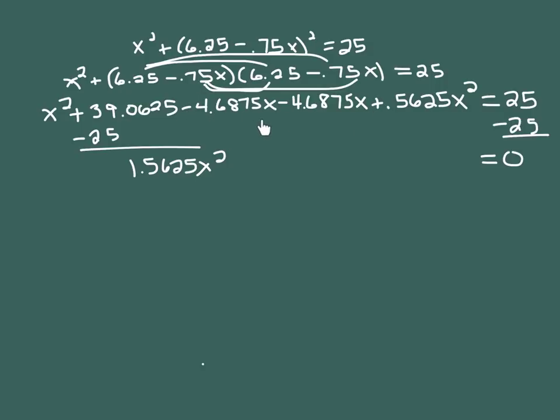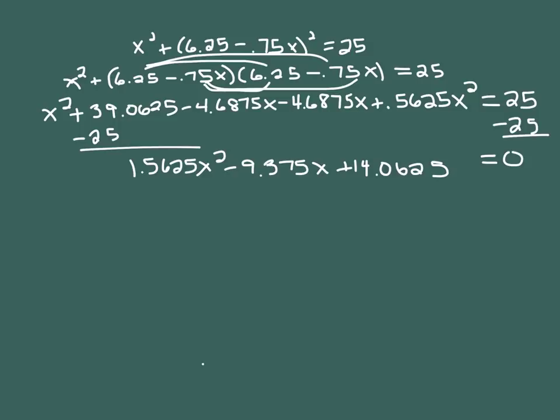Okay, so if we combine the negative 4.6875x with the other term, that will be negative 9.375x. Sorry, that's really sloppy. It's kind of hard to write with the stylus. And then I'm just going to combine my numbers here. So if I take these two numbers and combine them, they wind up being a positive 14.0625. All right, so here's our equation.